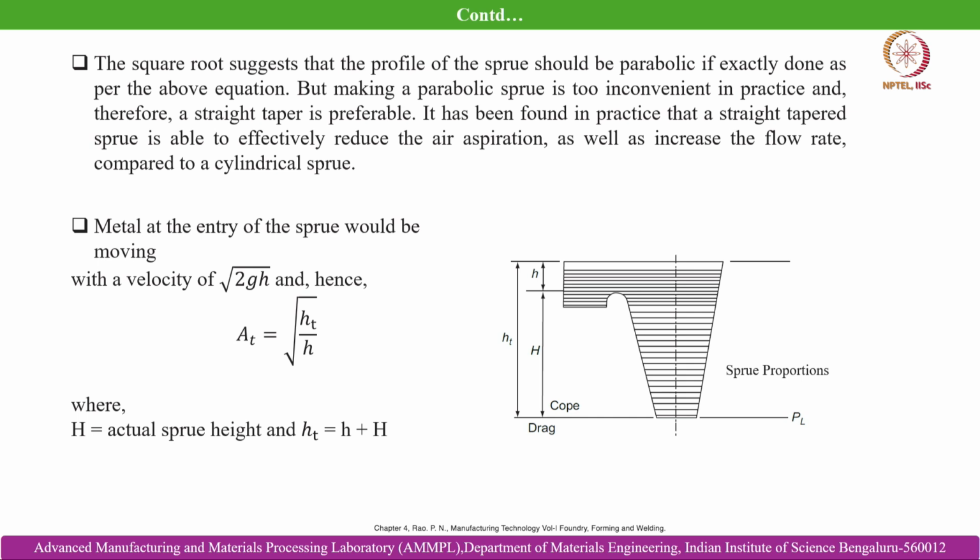Metal at the entry of the sprue would be moving with a velocity of root over 2 g H, and hence A_T is equal to root over H_T by H, times A_T, that means the area at the top.